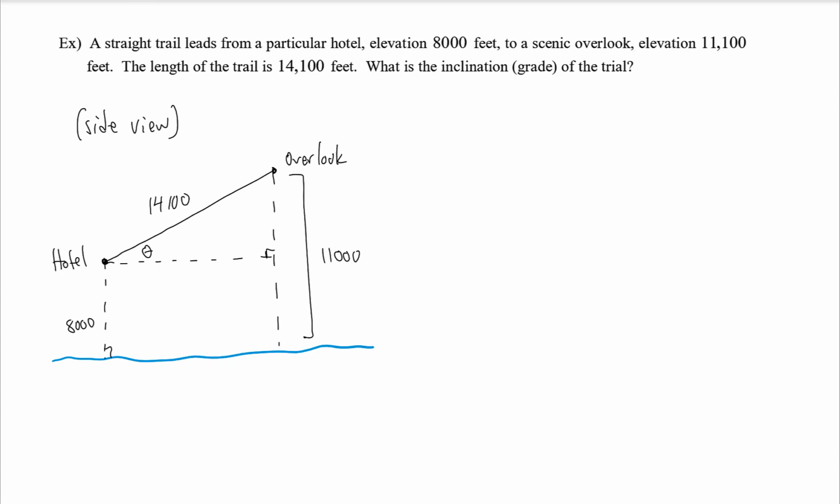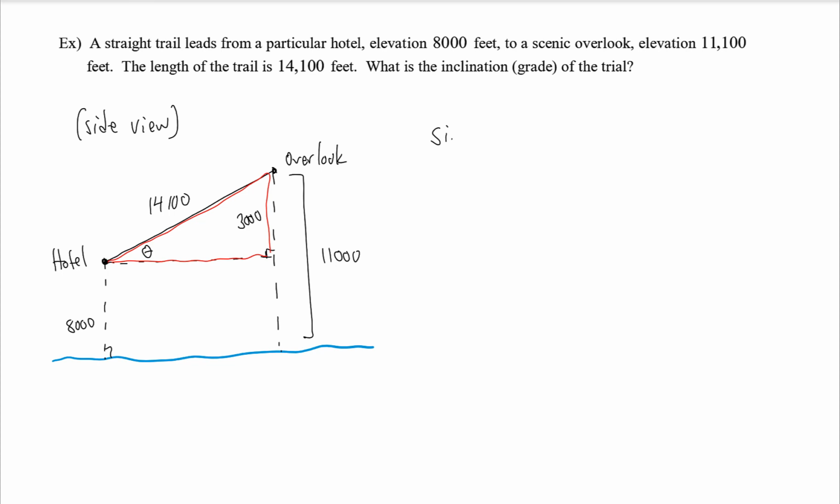Well, I know the hypotenuse of this right triangle, so I have this right triangle here. I know its hypotenuse, and I actually know this leg. This leg right here is 3,000 because it's 11,000 from the sea to the overlook and 8,000 from the sea to the hotel. So it's 3,000 from here to here. Just subtract those. That's the segment addition postulate or theorem, I've already forgotten, from geometry. I think we're ready to go. That would be the opposite leg, and that'd be the hypotenuse.